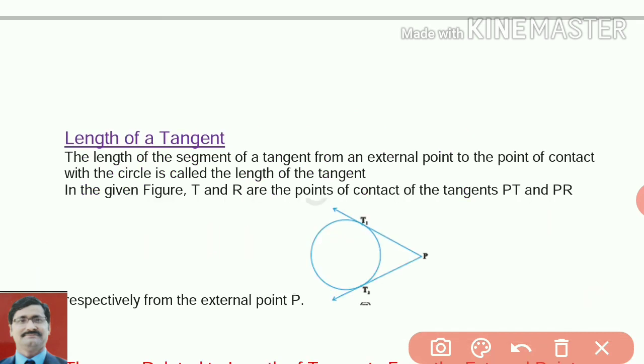Now what is the concept of length of tangents? The length of the segment of a tangent from an external point to the point of contact with the circle is called the length of the tangent. T and R are the points of contact of the tangents PT and PR. So we take one PT and the second is PR. PT and PR are the lengths of tangents.